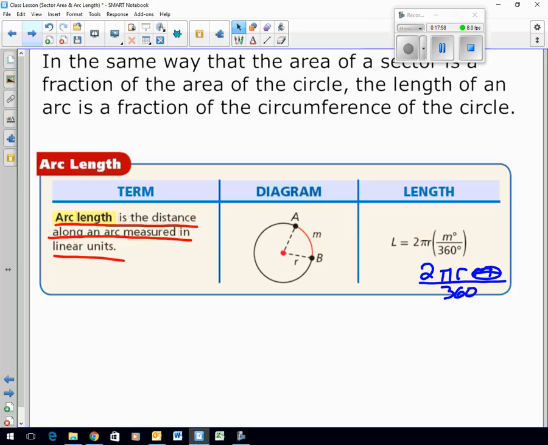Coach, do you think when they came up with the formula for circumference of a circle, they used 360 for theta? Nod your head yes. Yes, sir, they did, by golly.